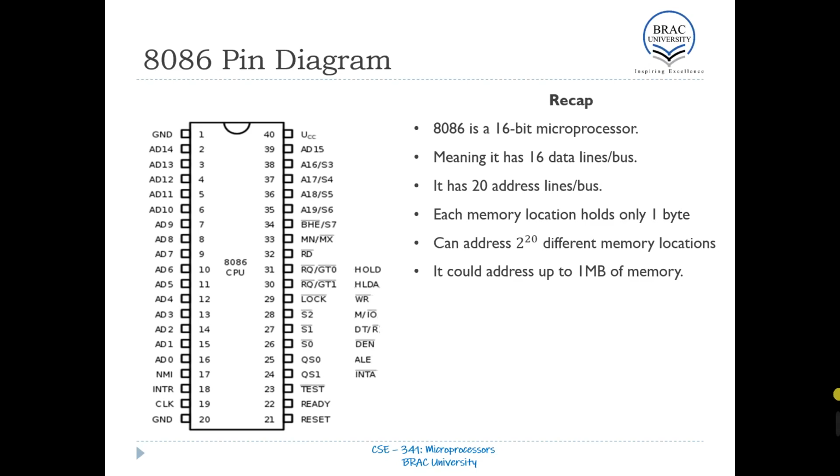Before we look at all the pins of 8086 and their functions, let us have a quick recap of all the things we have learned so far. We know that 8086 is a 16-bit microprocessor, meaning that it has a 16-bit data line. We also know that it has a 20-bit address line, which can access 2 to the power of 20 different memory locations. Each memory location holds only 1 byte.